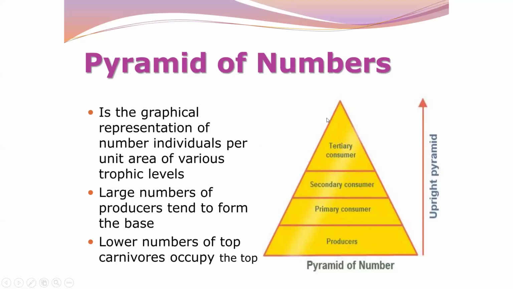In the pyramid of number, a large number of producers tend to form the base, and lower numbers of top carnivores occupy the top. More producers are present, followed by primary consumers, which are fewer in number than the producers. The secondary consumers are fewer than the primary consumers, and tertiary consumers are very few. Generally, the pyramid of number is upright. So it is called an upright pyramid.